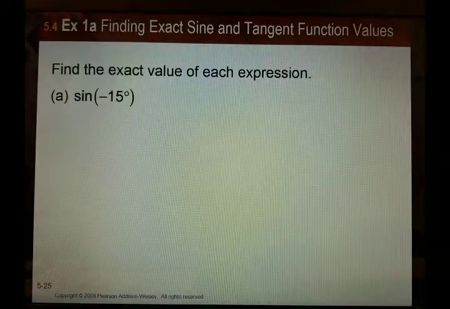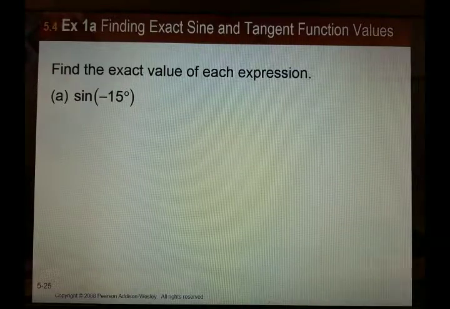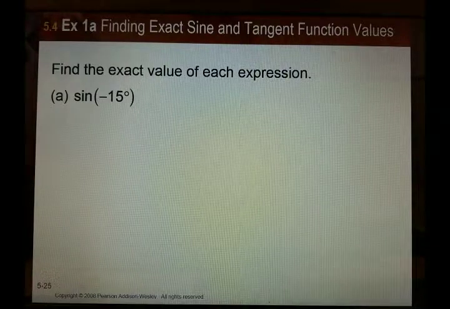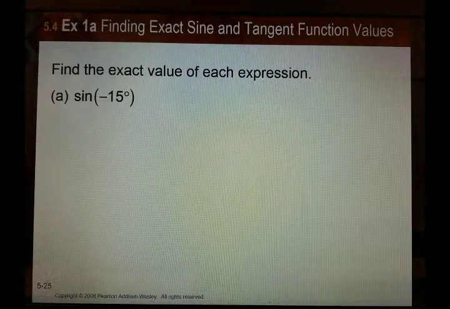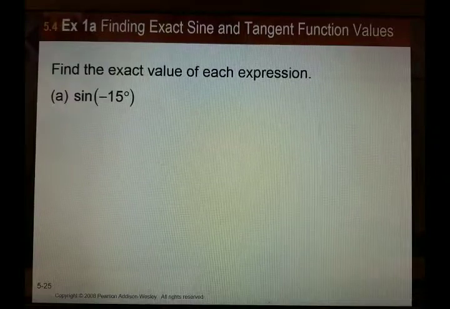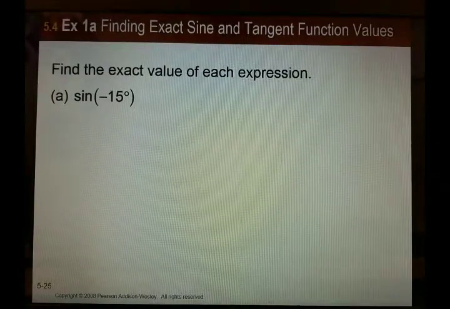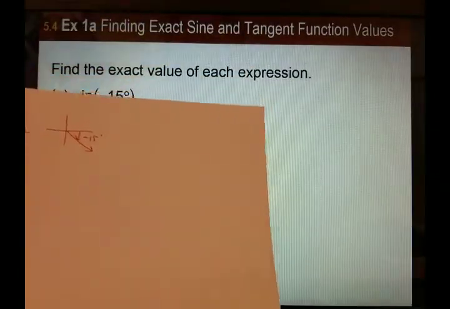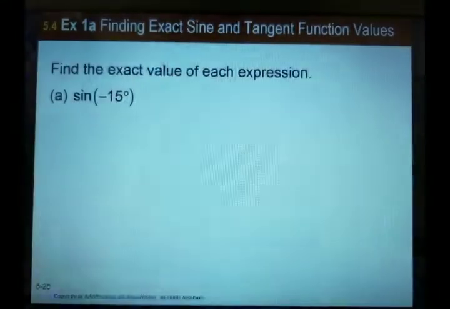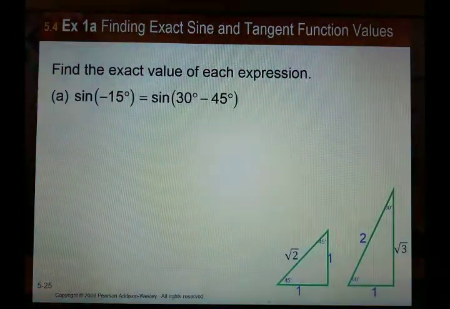All right, first one is find the exact value of the expression for sine of negative 15 degrees. Negative 15 degrees is going to put me down into quadrant 4, actually. So I'll show you a little picture of that. Looking at negative 15 degrees for the sine function, I know that would be equivalent to the sine of 15 degrees, but it would be negative sine of 15 degrees, because from All Students Take Calculus, the sine there would be a negative value. So that would be equivalent to the negative sine of 15 degrees.